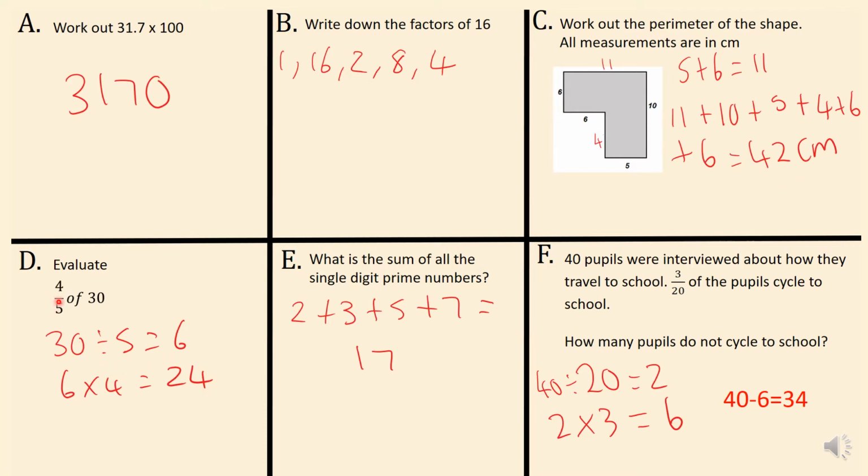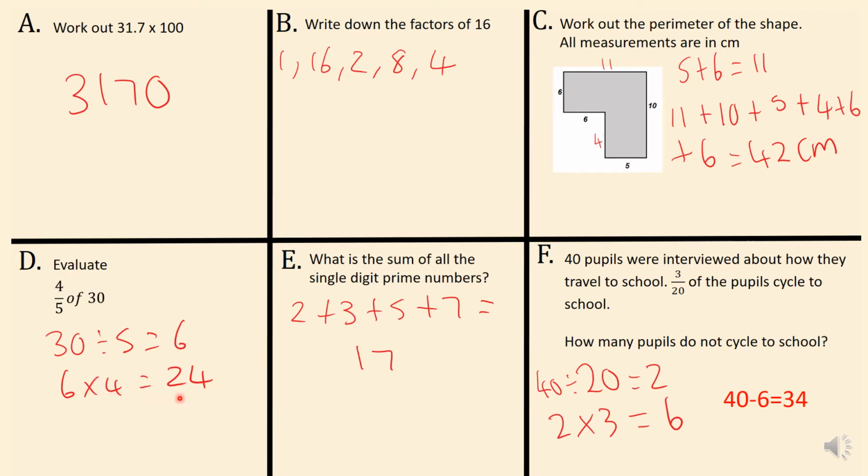When you're finding the fraction of something, you need to divide by whatever you have on the denominator. So 30 divided by 5, whatever your answer is, times it by the number at the top. So 6 times 4, which is 24.